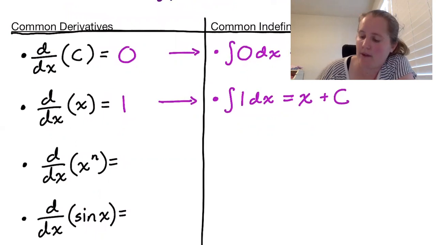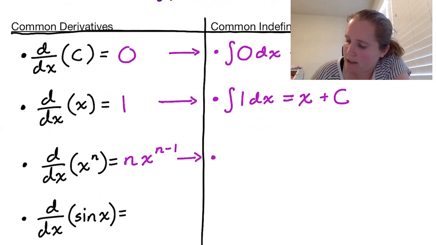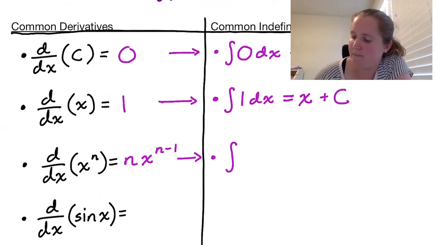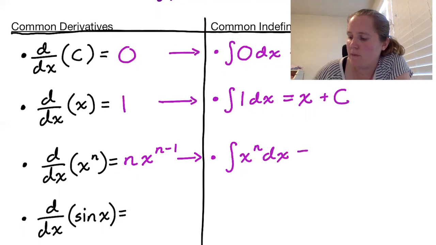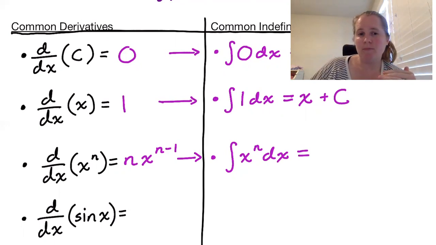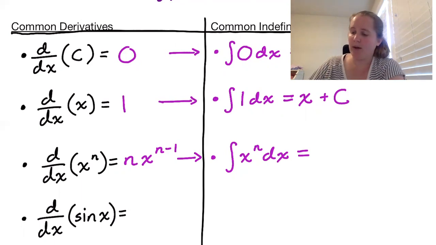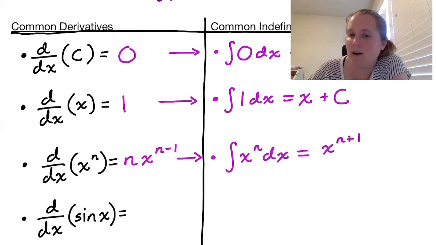Power rule, the derivative of x to the n is n times x to the n minus 1. If we wish to take an indefinite integral, we're going to stick with x to the n instead of x to the n minus 1. That's the more common way of writing this rule. Notice when we took the derivative, our power dropped by 1. So when we take the antiderivative, our power should go up by 1. So we're going to have an x to the n plus 1.